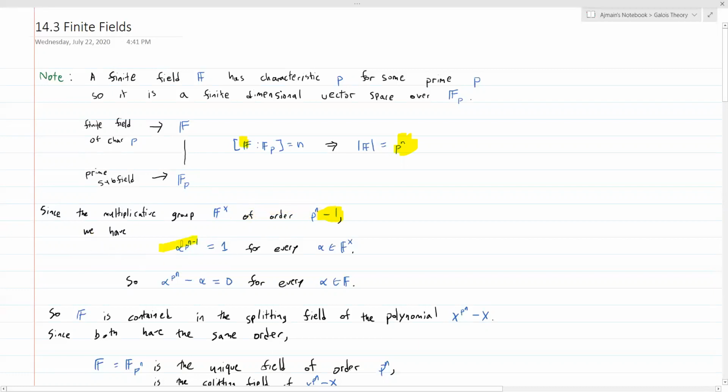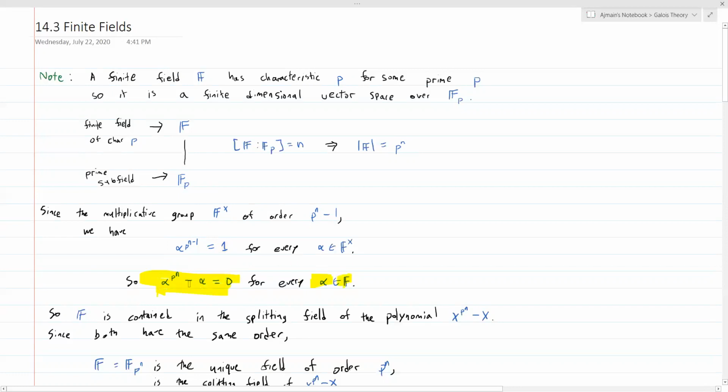We have that alpha to the p to the n minus 1 is equal to 1 for every alpha in the multiplicative group. So this is a group, and therefore, if you raise any element of the group to the order of the group, then you're going to get the identity element. So alpha to the p to the n minus alpha equals 0. You just multiply both sides of this equation by alpha and bring the 1 to the other side. So you get alpha to the p to the n minus alpha equals 0 for every alpha in F.